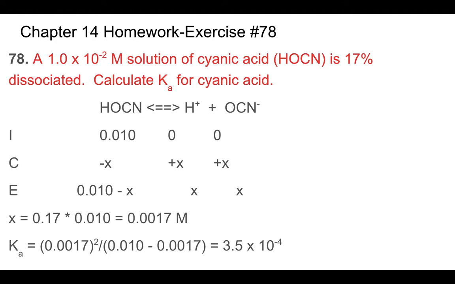78. 10 to the minus 2 molar solution of cyanic acid, 17% dissociated, calculate Ka. So this is a kind of working backwards problem. Still set up an ICE table. But now I realize that X is 17% of the original molarity. So the degree of dissociation X is 17% of 0.01. So X is 0.0017. Plug those in, 0.017 squared over 0.01 minus 0.017. I got 3.5 times 10 to the minus 4 for the Ka value. Those are actually pretty easy.